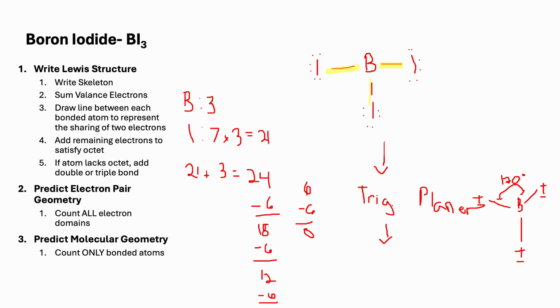We're going to predict its molecular geometry. We're going to count only the bonded atoms. So if we look back up at our Lewis structure, there is no lone pair. There's only bonded atoms. So that means, in this case, our molecular geometry and our electron geometry are going to be exactly the same. They're both going to be a trigonal planar. So they're both going to be this shape up here, a trigonal planar.